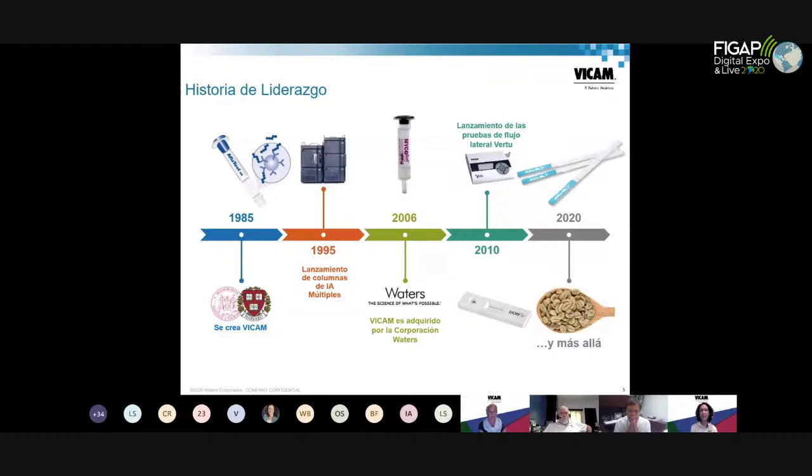So Vicam has developed many mycotoxin immunoaffinity columns for mycotoxins.